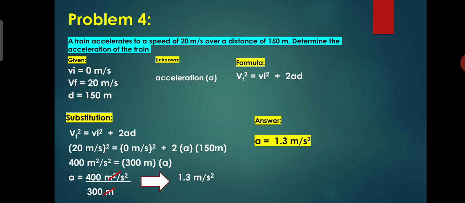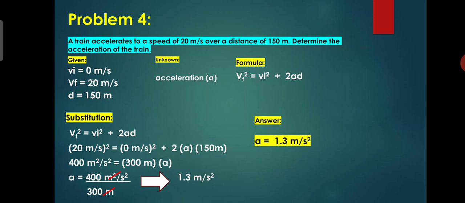Hindi natin pwedeng gamitin yung D is equal to VIT plus 1 half AT squared. Hindi pwedeng gamitin yon. Kasi una sa lahat, wala tayong acceleration. And wala rin time na given. So, magagamit lang natin yun kapag merong time, no? Makakompute natin acceleration. Hindi kasi pwedeng dalawa yung nawawala sa isang problem, no? Mahirapan tayong isolve yun. So, we will be using this formula.